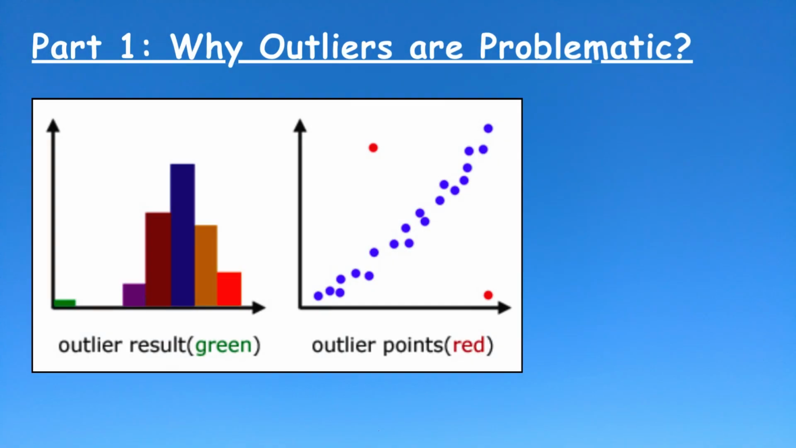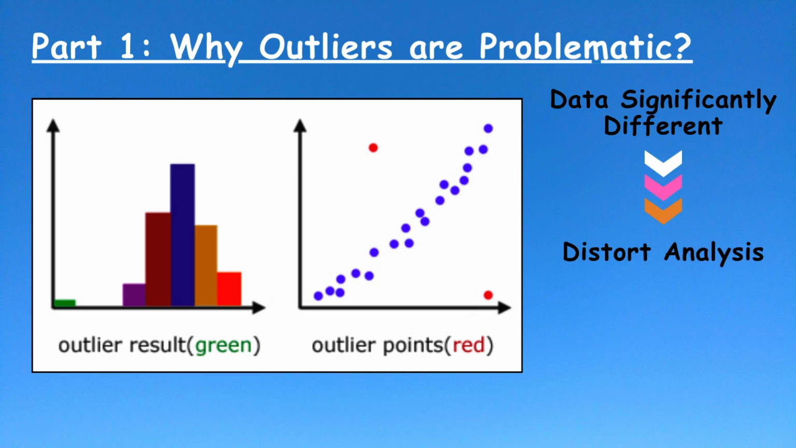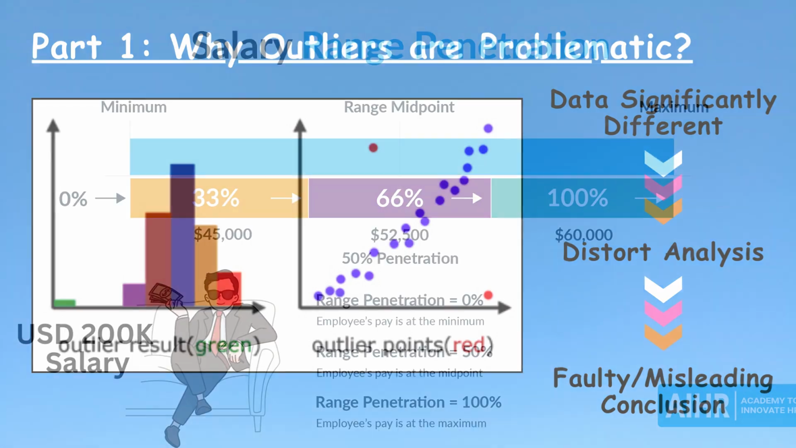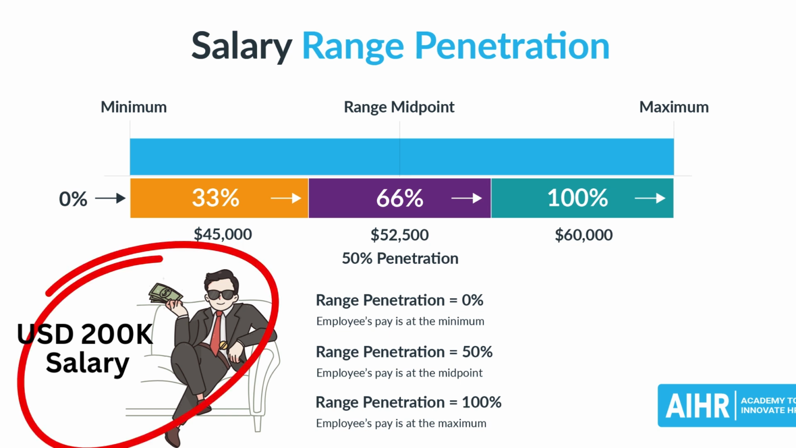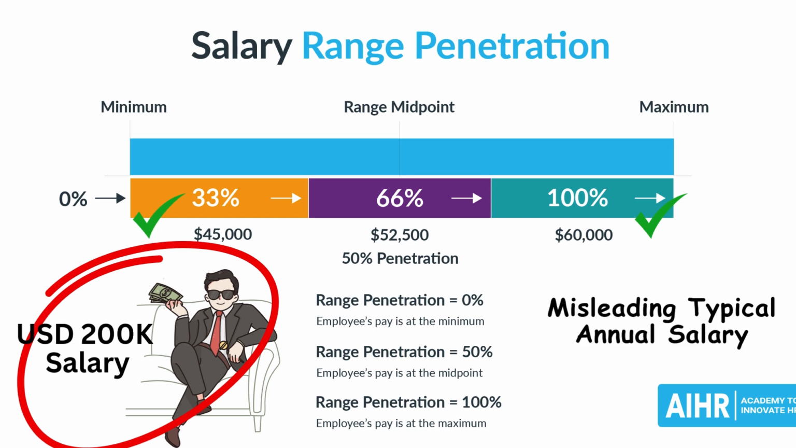Outliers are data points that stand out as significantly different from the rest of the data. They can distort analyses and lead to faulty conclusions. For instance, a high salary like $200,000 in a company where most salaries range from $45,000 to $60,000 can skew the average, providing a misleading picture of typical annual salaries. Consequently, it can have negative impacts, not just in business, but in science as well.